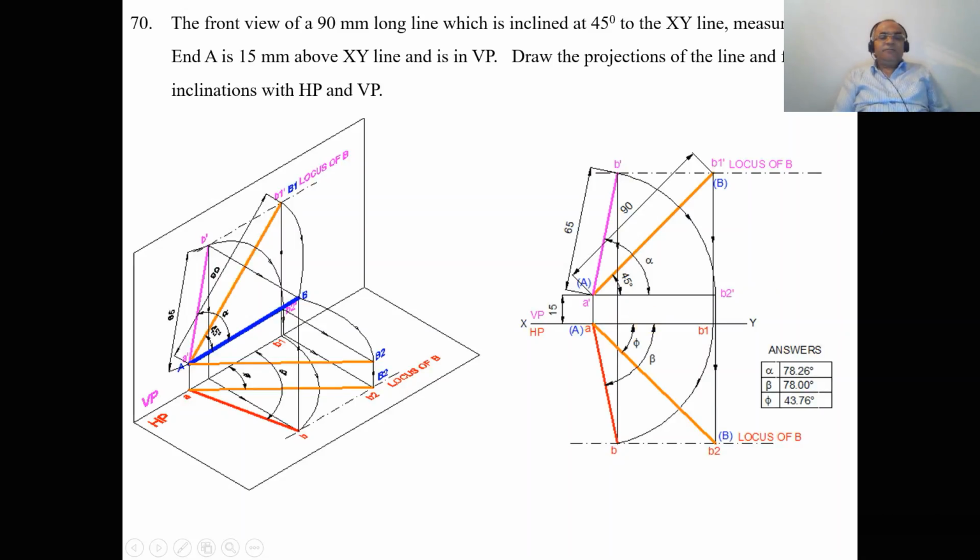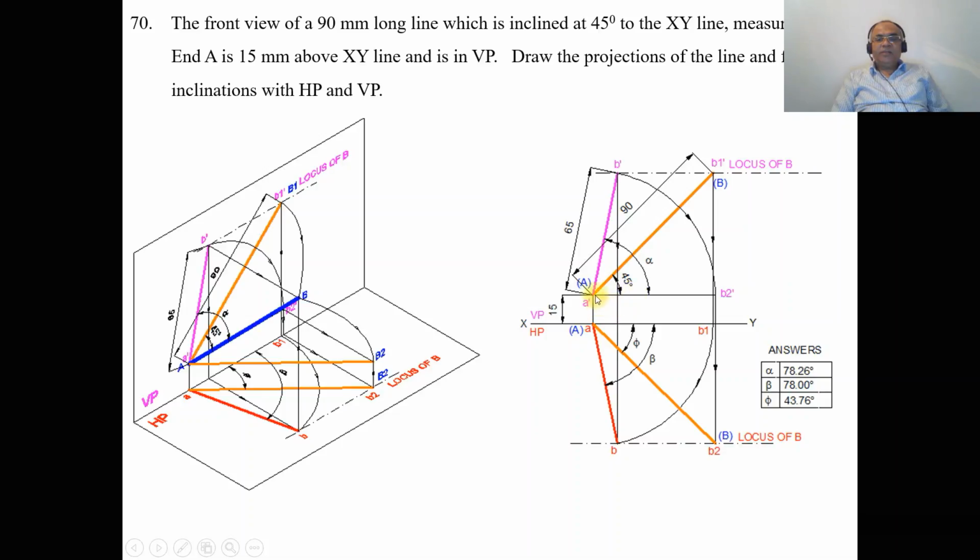So to do that, first we are going to draw the XY line and mark VP and HP. Consider any point on the XY line in the top view and mark this point as A, and this as capital A. Then from here measure 15 mm above the XY line and draw a horizontal projector. And draw a vertical projector from A to this 15 mm line and mark this point as A dash. Again mark this point as capital A.